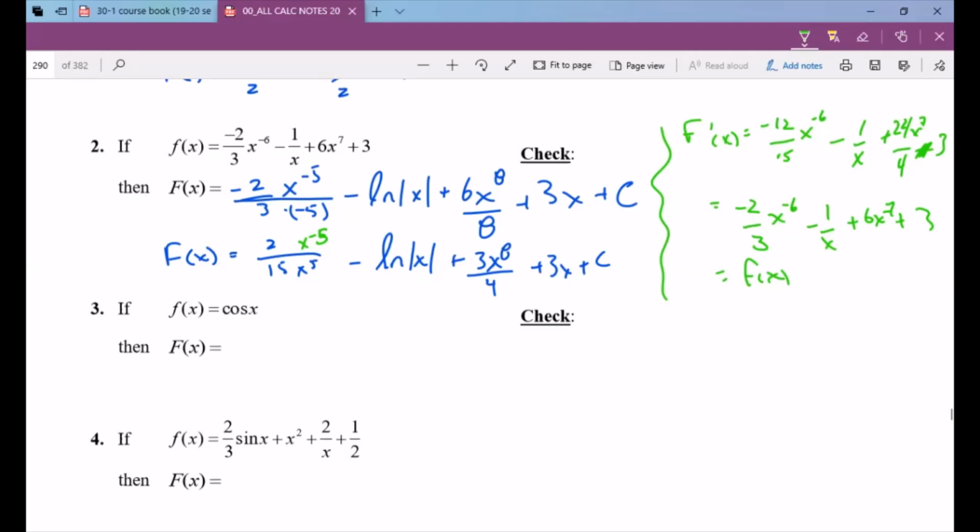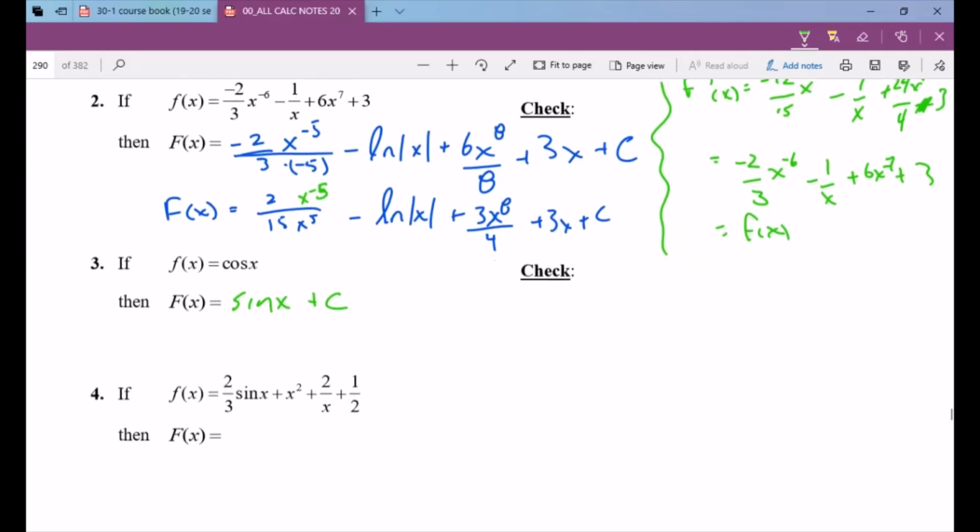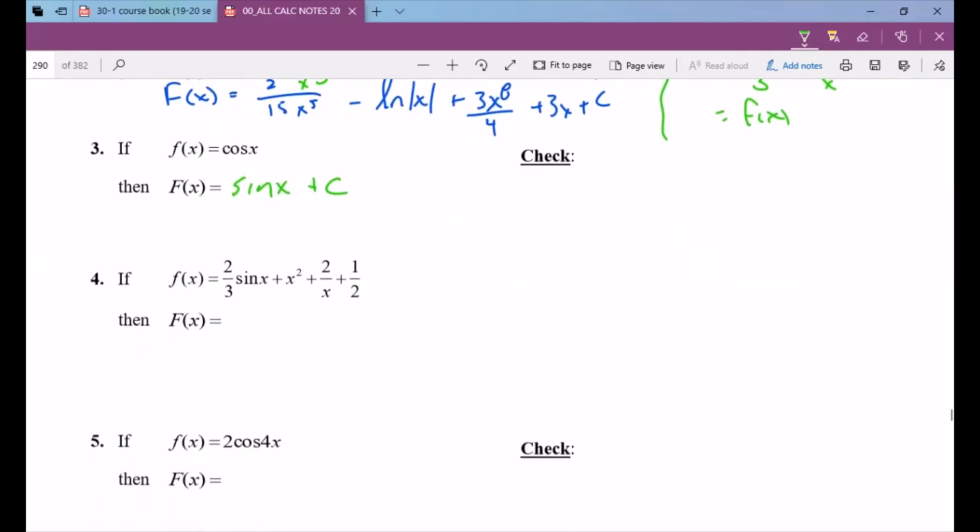Careful about this next one. F of x equals cos x. We're not looking for a negative sign. We just want positive sine x. The derivative of sine is cos. If this was negative cos, we would have negative sine as an antiderivative. So we'll just be careful about how that goes.